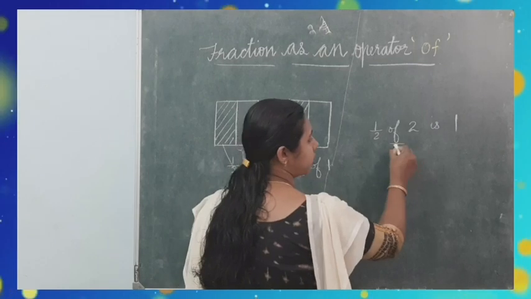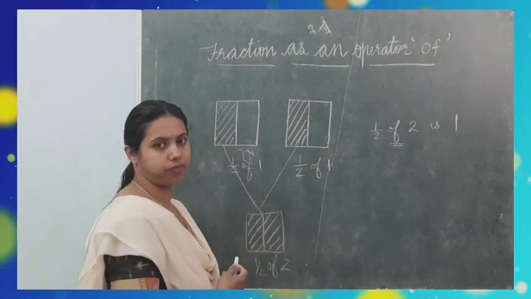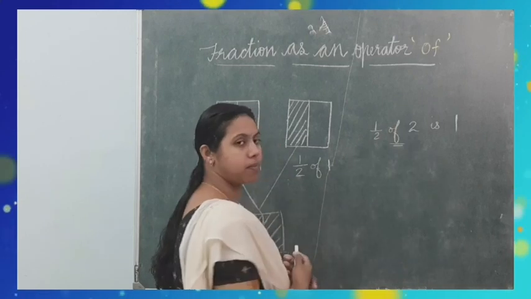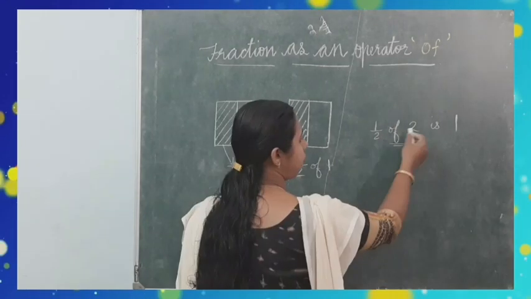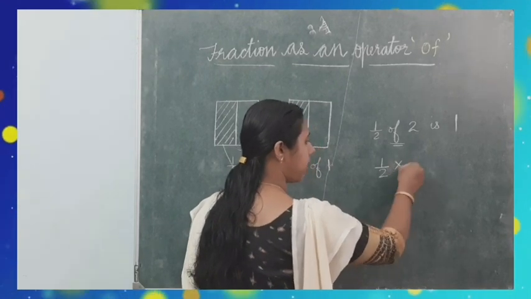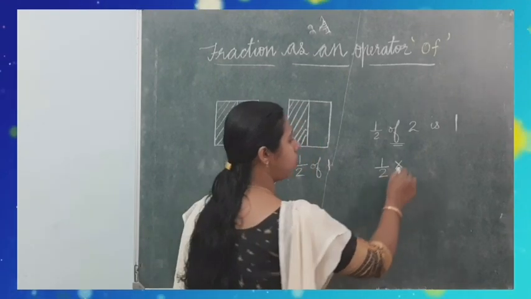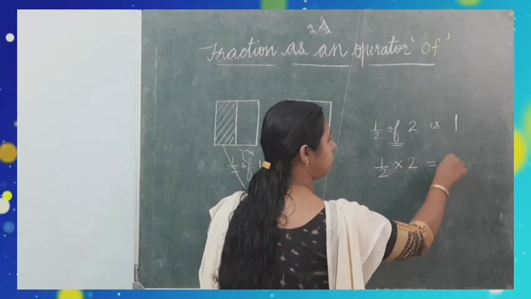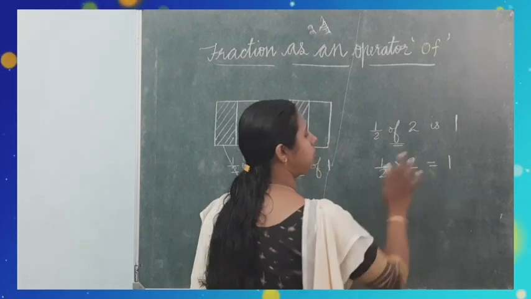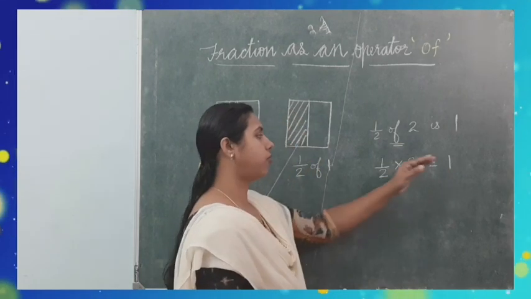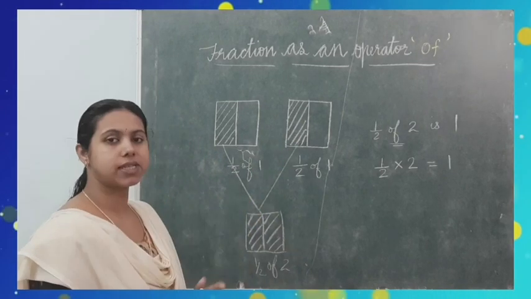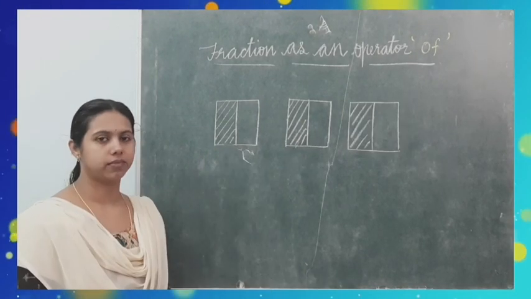Here the of function, half of 2. Of represents multiplication. So half of 2, we can write it as half into 2, which is equal to 1. That means 1 into 2 is 2, 2 by 2 equal to 1. So half of 2 equal to 1. So the of function represents multiplication.